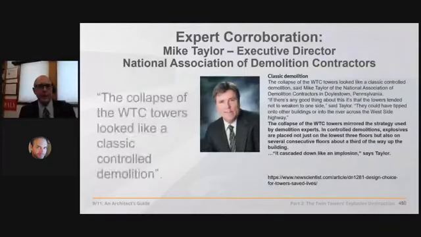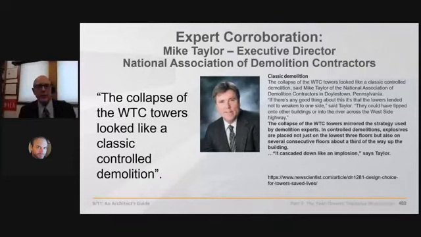And this one, Mike Taylor, National Association of Demolition Contractors. "The collapse of World Trade Center towers looked like a classic controlled demolition. The collapse of towers mirrored the strategy used by demolition experts. Explosives are placed not just on the lower floors, but also on several consecutive floors, about a third of the way up the building. It cascaded down like an implosion."